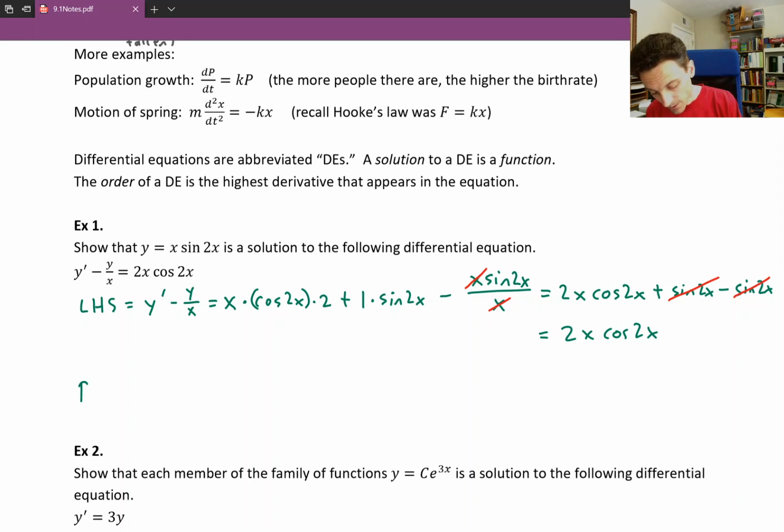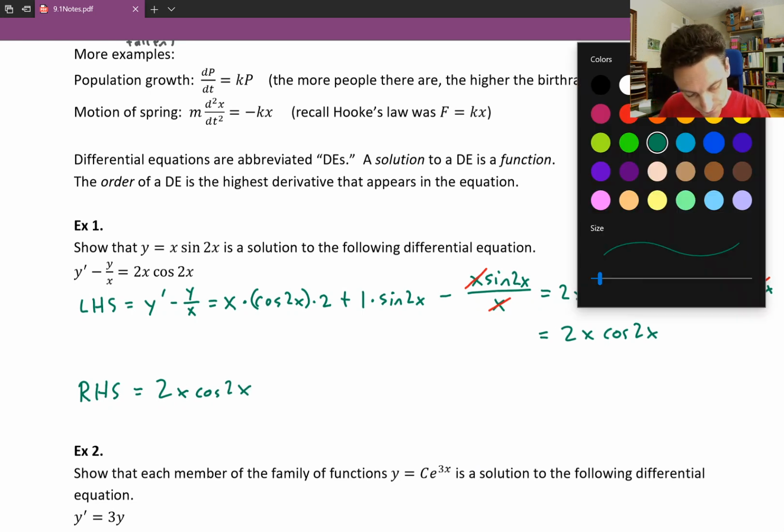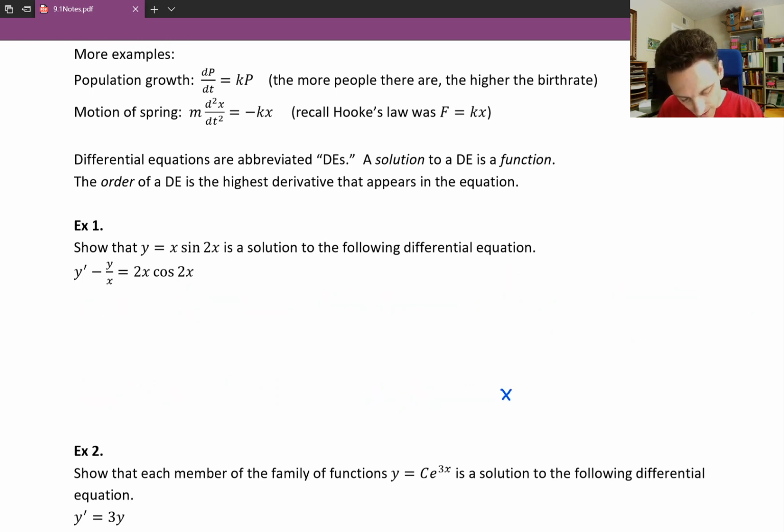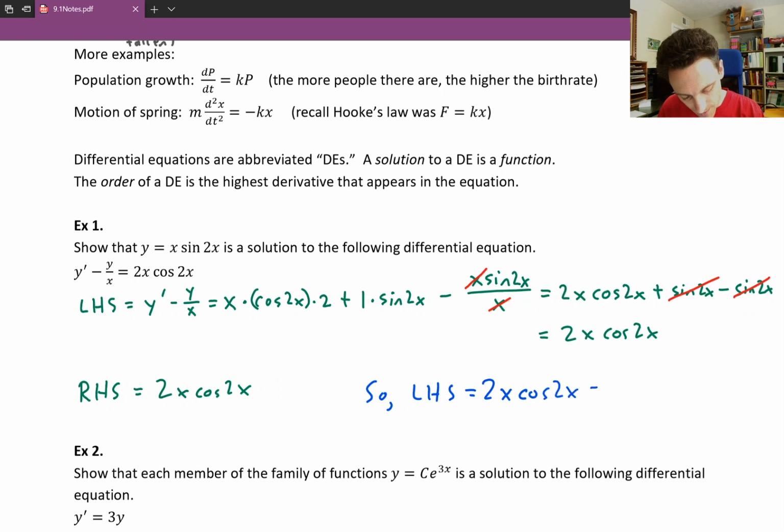Then if you notice, the right-hand side is 2x cosine 2x, which is exactly what the left-hand side turned into. So the left-hand side is equal to 2x cosine 2x, which is equal to the right-hand side.